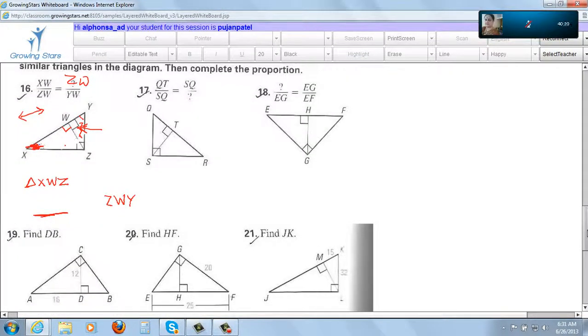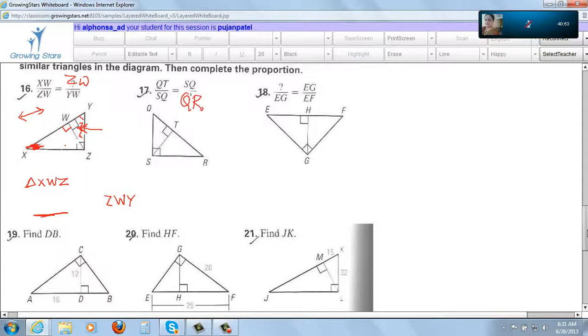So here now in the next question, you have SQ. If you know SQ squared is QT times QR, then it becomes very easy. You don't even need to write all this. SQ squared is QT times QR. So here it should be QR.